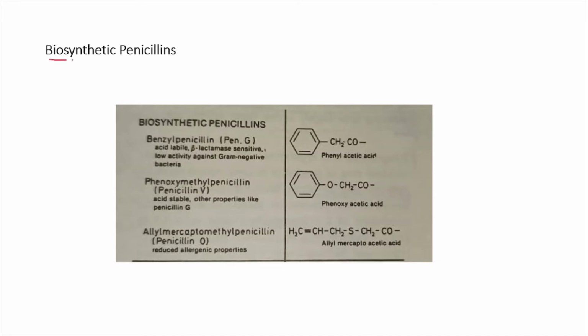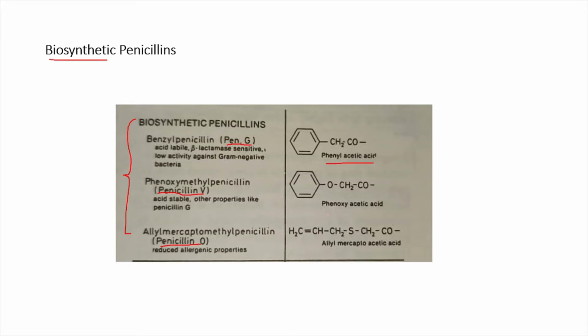There are some biosynthetic penicillins we will see, like we have already talked about penicillin G, penicillin V, and penicillin O. So these three biosynthetic penicillins are mostly used for commercial purposes. Biosynthetic penicillins are actually a type of natural penicillins produced by biological cells, and these three penicillins are mostly used for commercial purposes. Like I have already told you, in case of penicillin G, the side chain precursor is phenyl acetic acid.